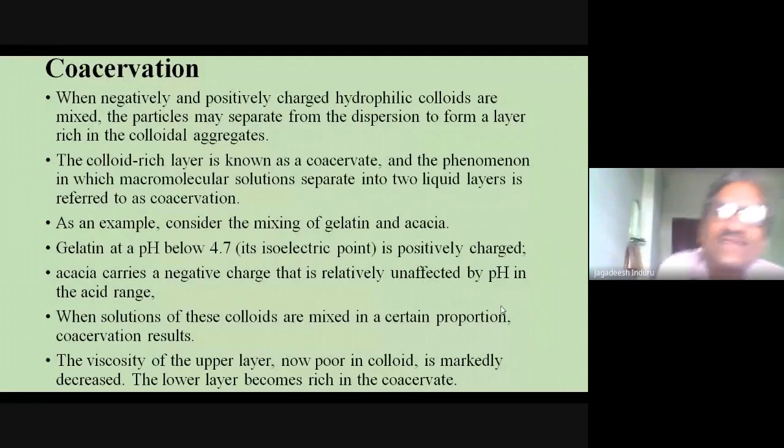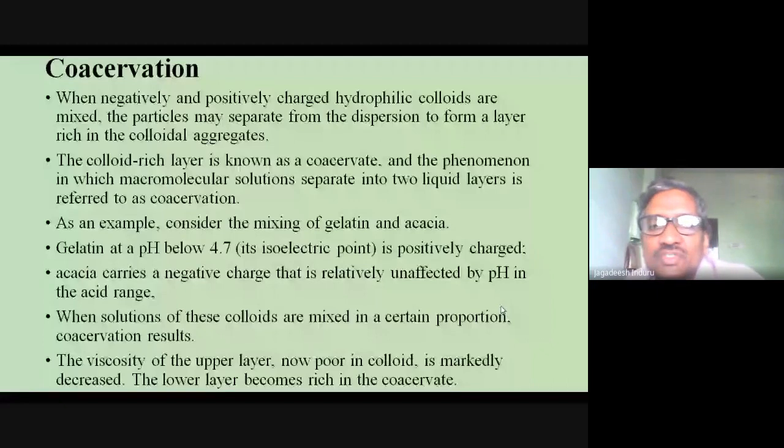When you have oppositely charged hydrophilic colloids, the phenomenon in which the macromolecular solutions separate into two liquid layers is called coacervation. We have already seen the example of gelatin and acacia. Most of the time, the isoelectric point is the pH at which the polymer or surfactant has the least solubility. They will tend to get precipitated. If you want to work in the soluble condition, you need to alter the pH either above or below the isoelectric point.